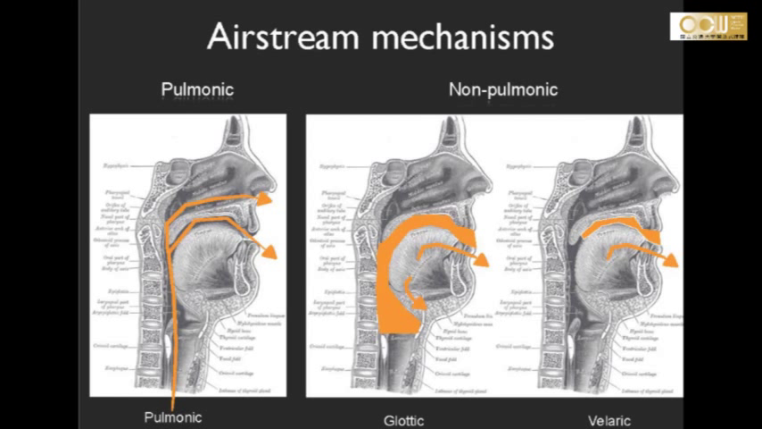So that's the two other non-pulmonic airstream mechanisms we're talking about today. Just remember, there are pulmonic and non-pulmonic. And among non-pulmonic, you can have a longer air body or a shorter air body. And for a longer air body, it's capable for the air to eventually go out or go in.